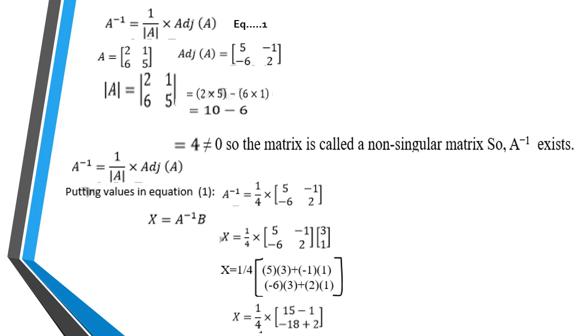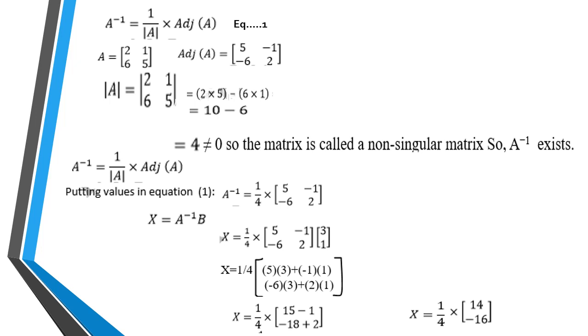You will get the answer: 5 3s are 15. Minus 1 into 1 is equals to minus 1. Minus 6 into 3 is equals to minus 18, plus 2 1s are 2. You will get the answer x is equals to 1 by 4 as it is.